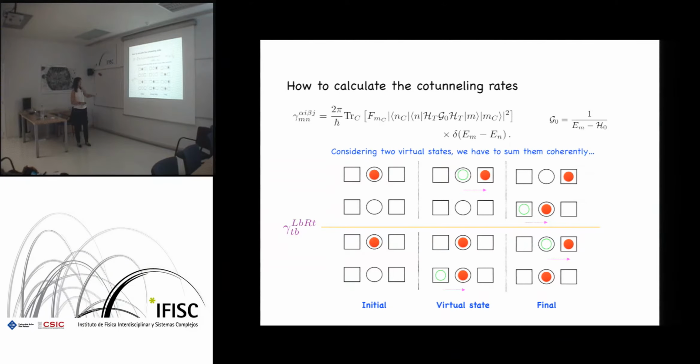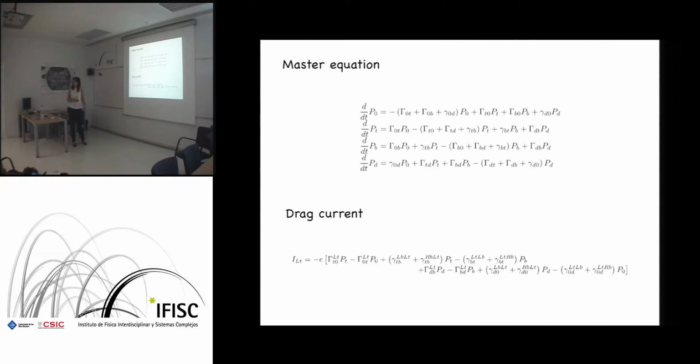So the master equation must now be reformulated in terms of new transition rates that are due to the cotunneling events. Then the drag current looks a bit more complicated. And if we now try to compare with the experiment, we see that the drag current, when we are close to the triple point, looks like this in the experiment, and theoretically it's quite similar.